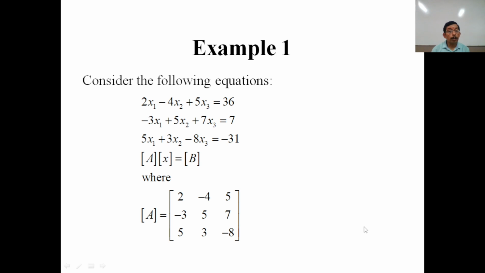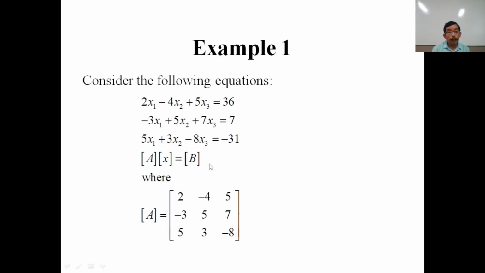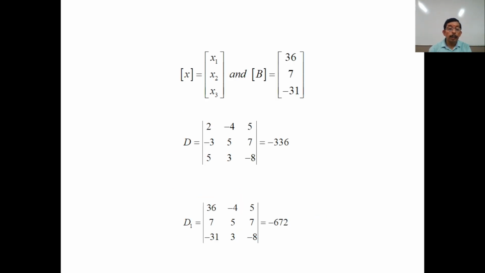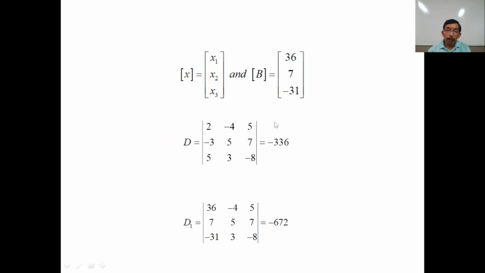Now an example with 3 unknown variables is given here. The constant terms are 36, 7, minus 31. The coefficient matrix is 2, minus 4, 5, minus 3, 5, 7, 5, 3, minus 8. Now simplify. First we find D. Then for D1, in the coefficient matrix the first column is replaced by the constant terms, that is, 2 is replaced by 36, minus 3 by 7, and 5 by minus 31. Is it clear?